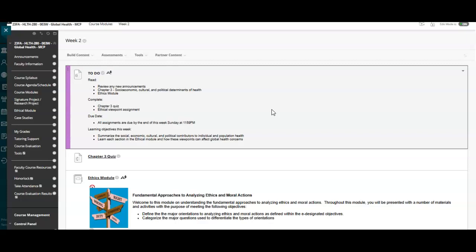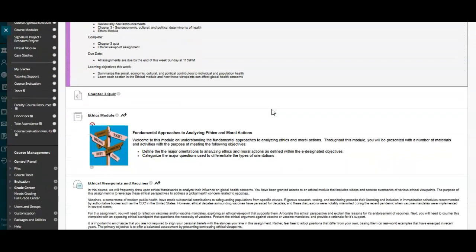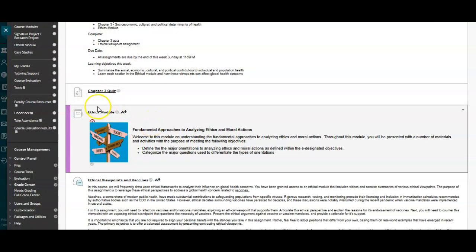The other thing that you will have to do this week is focus on the ethics module and complete an ethical viewpoint assignment. So for this week, you will have your Chapter 3 quiz and the discussion board assignment. And I wanted to touch a little bit on what this ethics module looks like.